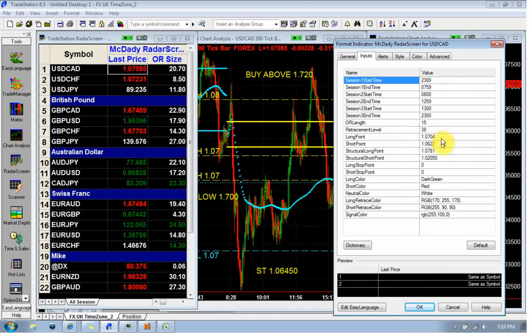So we are going to buy above 107.20. Our short point is 106.22. Our structure point is still on the long side, the 107.81, which has been respected for all of last week. Our short point structure short is still there, intact. Our long stop is 107, and if I go short below 106.22, then my stop is 106.45. Okay.